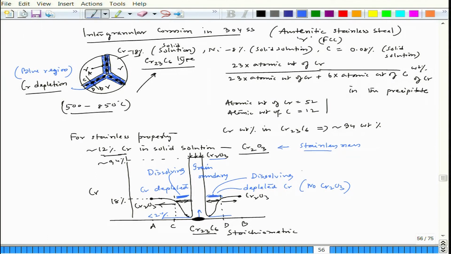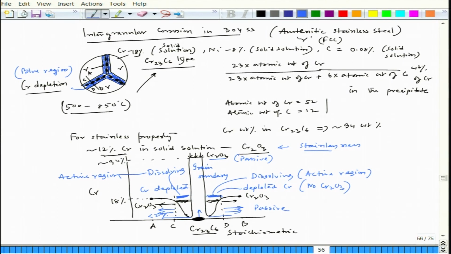Now, this is the active region, and the rest of the part will be passive. This is also passive, wherever we have chromium oxide, wherever chromium is more than 12%. Now, we have a thin region which is active and the rest of the things are passive. The interesting thing is that the active region must dissolve.